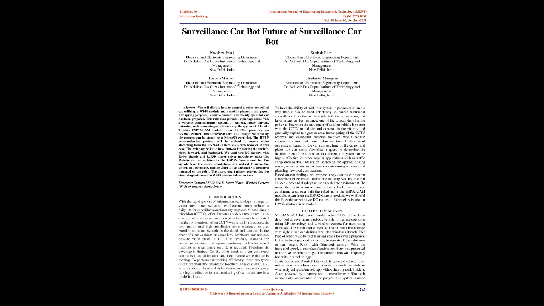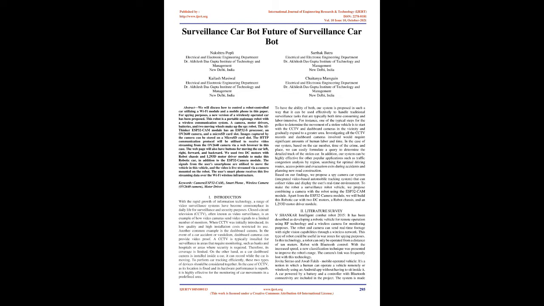To make the robot a surveillance robot vehicle, we propose combining a camera with the robot using the ESP32-CAM module. Apart from the ESP32 camera module, we will build this robotic car with 2 DC motors, a robot chassis, and an L298 motor driver module.